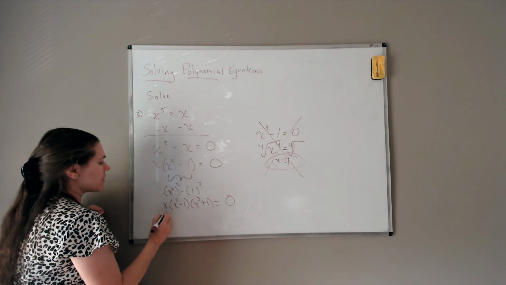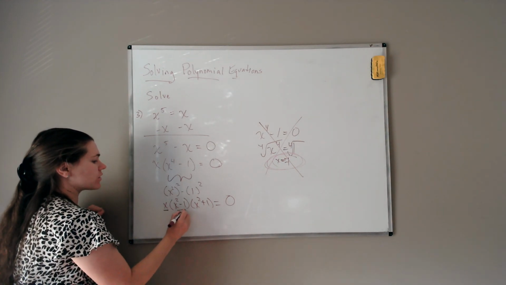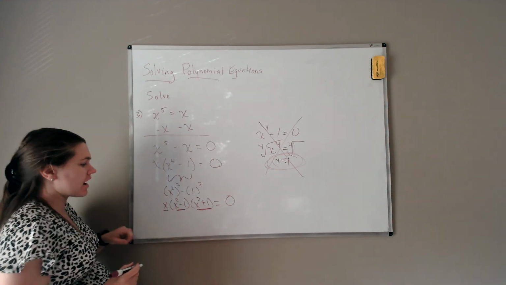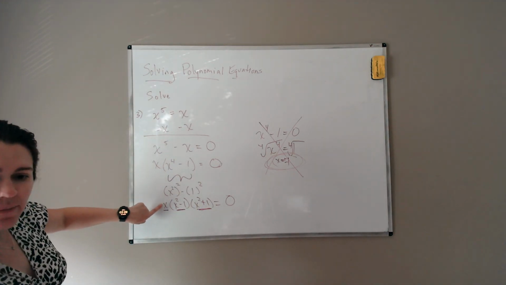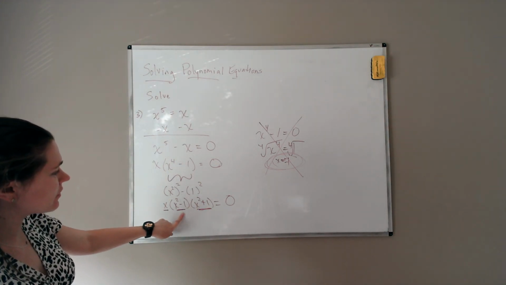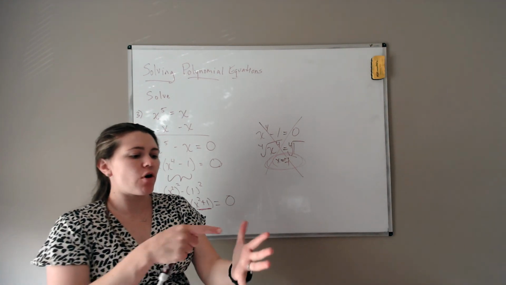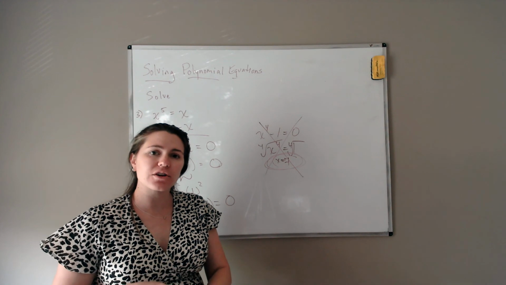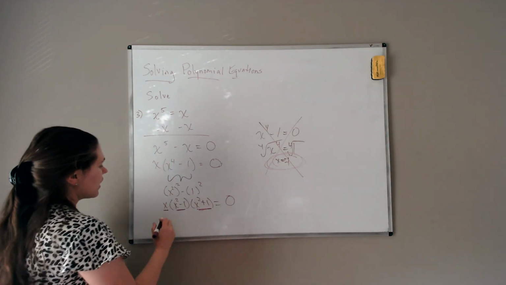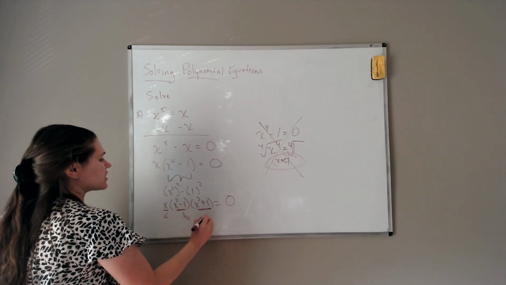So if we look, we have a linear factor, we have a quadratic factor, we have a quadratic factor. One solution is coming from here, 2 solutions are coming from here, 2 solutions are coming from here. You know how to solve all linear equations and all quadratic equations, so that's what we do. We set each of these factors equal to 0.